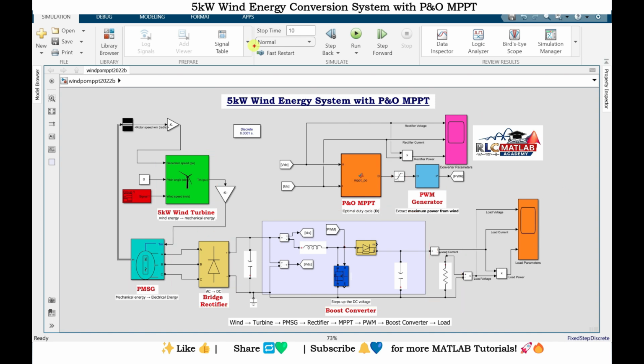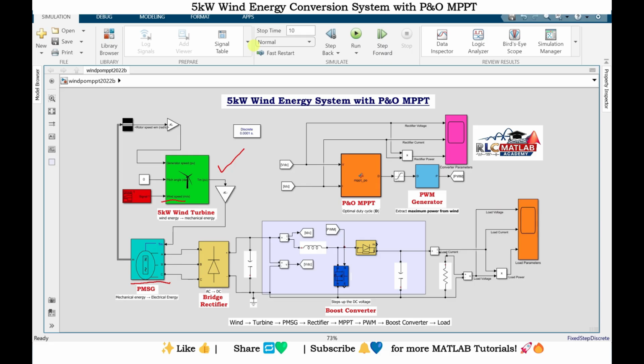First we are going to look at the wind turbine. The input for the wind turbine is wind speed, a variable wind speed we have given, and pitch angle is the other input. The wind turbine converts wind energy into mechanical energy. The mechanical energy is given to the PMSG. PMSG converts mechanical energy into electrical energy.